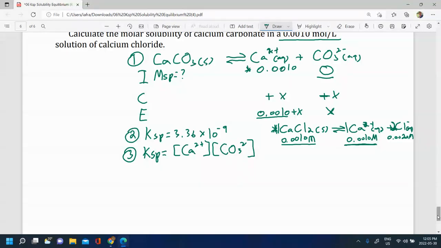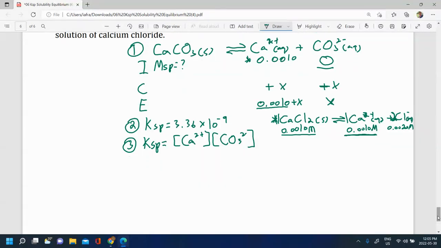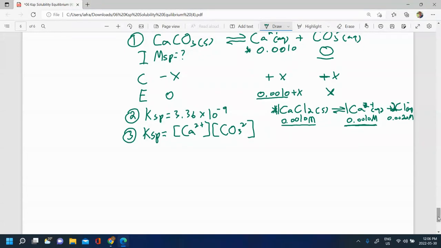So now we have some values here to help us find our MSP. Now remember, this is going to be minus X, and this is going to be 0 because all of this should dissolve. So once we find our X, we're going to find our MSP.